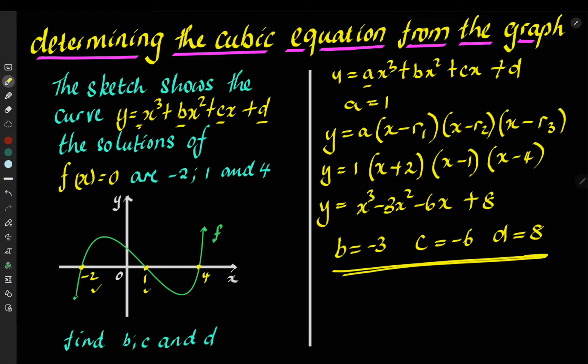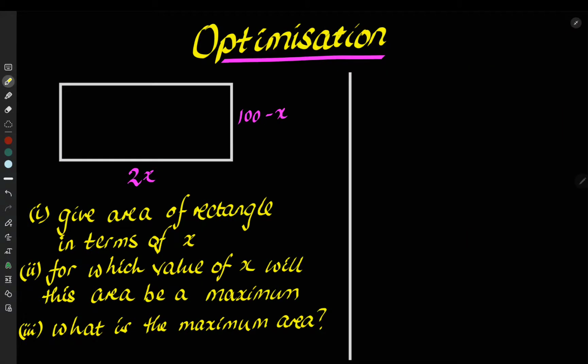Now, moving on to the last point of optimization. In this last section of optimization, which is also called the applications of calculus or maximum and minimum, we are now going to use calculus to solve real-life situations to get the maximum area or maximum volume or maximum length of a square or a rectangle or whatever example that you are given. So let's jump into an example.